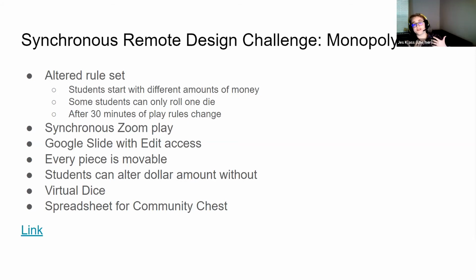And then finally, I used virtual dice. There are tons of random number generators online. This was not a hard thing to find or source, but I put a link to a virtual 6-sided die on the bottom of the sheet, and also a link to a random number generator to roll 1 through 17 for both the Community Chest and the Chance cards. So let me show you what that looks like.